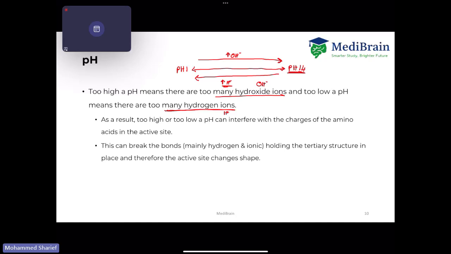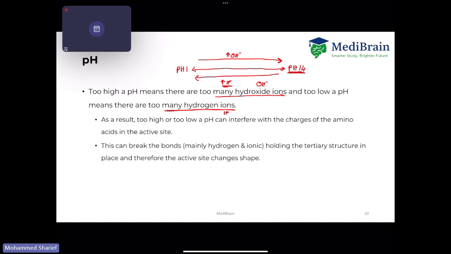Remember, amino acids are joined together by peptide bonds, and these bonds, along with the hydrogen and ionic ones in the tertiary structure, will break because we are interfering with the charges of the amino acids, which means that each of the amino acids will no longer be attracted to each other, and therefore the bonds will break, and therefore there will no longer be a unique active site, or some of the bonds in the active site will change, and therefore the active site is no longer able to catalyze the reaction it was originally catalyzing.